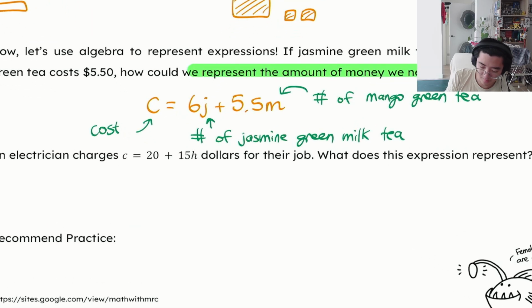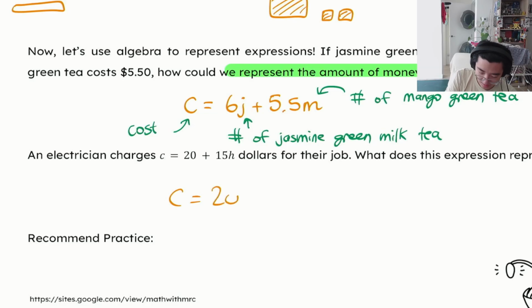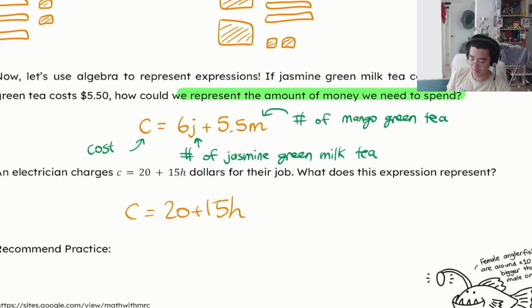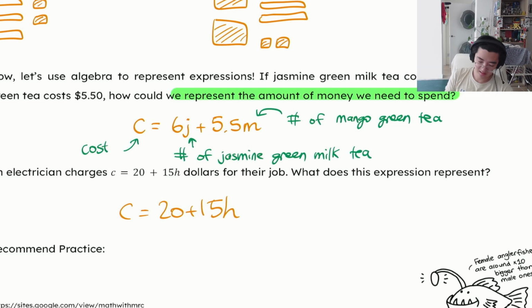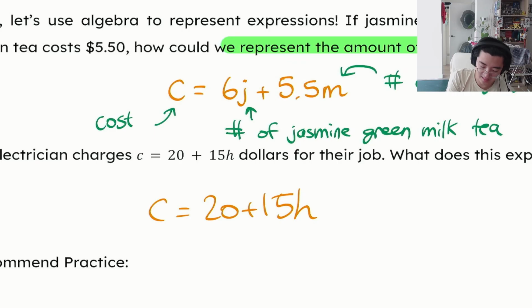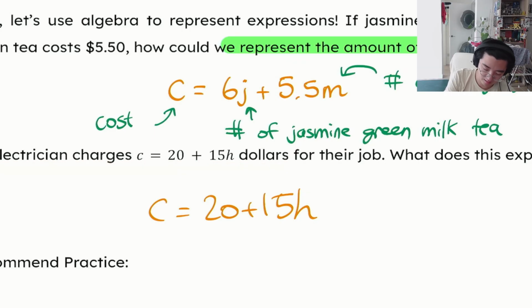We can work backwards too. So we got this equation here: C = 20 + 15h. An electrician charges this much money for the job. What does this represent? Because the question is saying that he's charging this much money, we can assume that the C also stands for cost here. So how much money we have to spend?